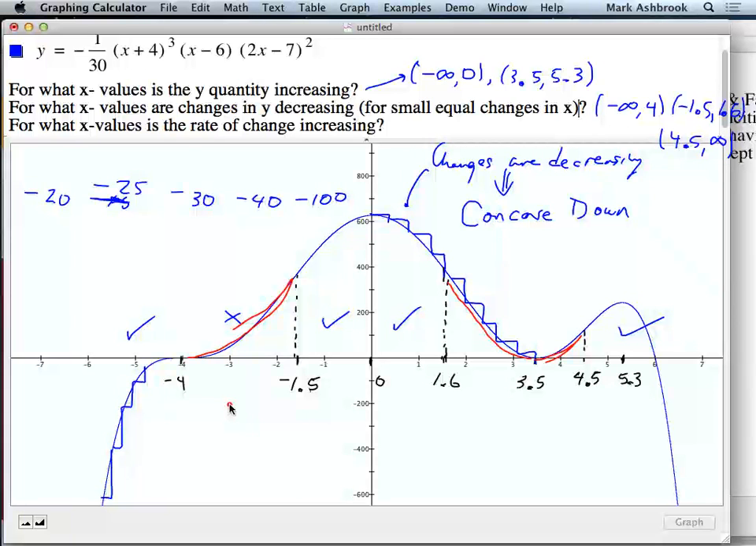Yeah. So the whole thing all the way to the top is just about the y value, always increasing. But the rate at which it does is changing. It's decreasing, and then increasing, and then decreasing. The rate. Okay? Other questions?